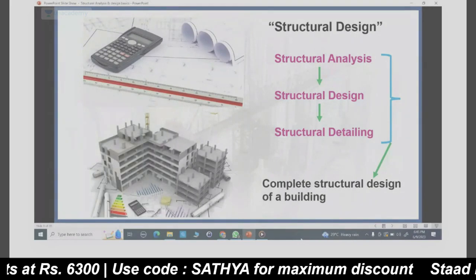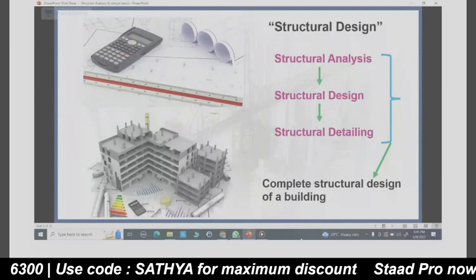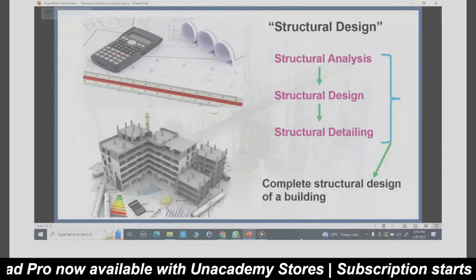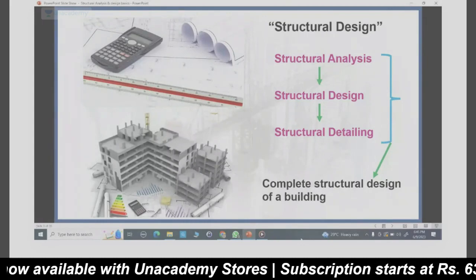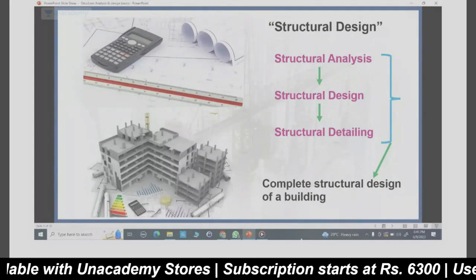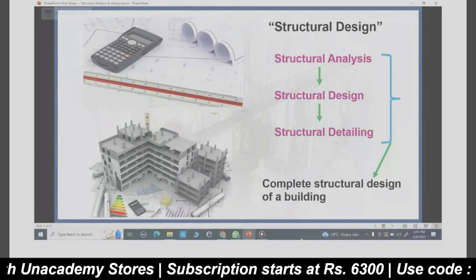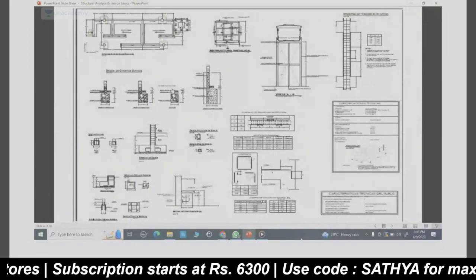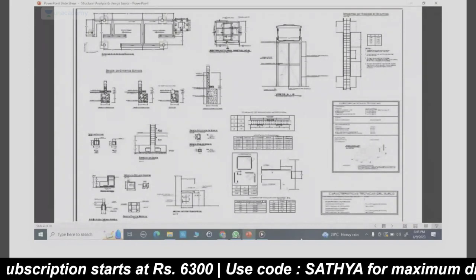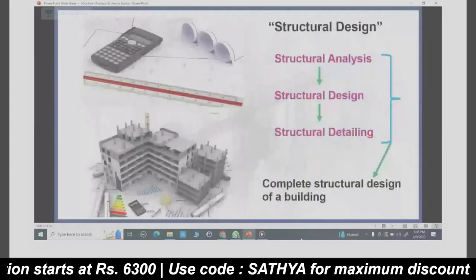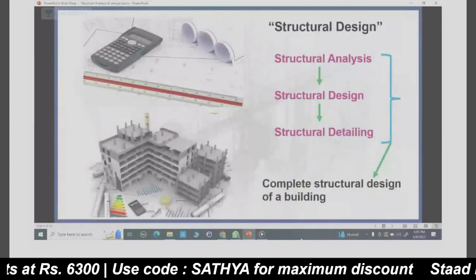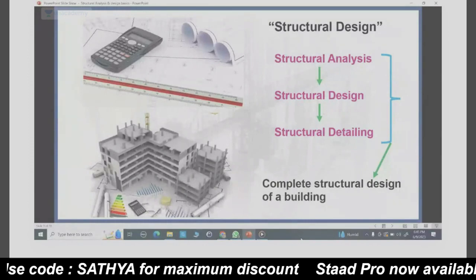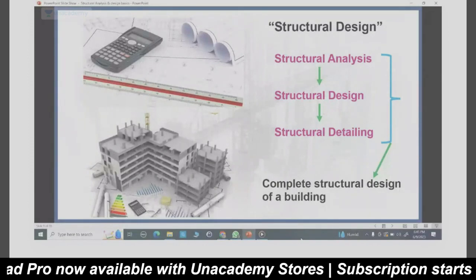So these three complete the set, which includes the analysis, design and detailing. So this is the complete set of structural design of a building. This is one structural design form, structural detailing format, drawing format. So as a structural engineer, we must know what is structural drawing, and not only structural drawing, we should know how to study the architectural drawing as well.